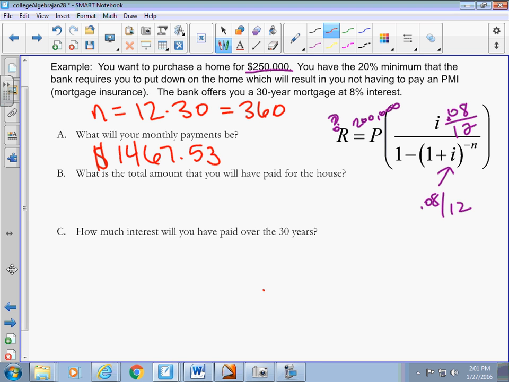Will you add that to... Multiply that by what? Why would I multiply that by 360? I paid that 360 times if I took out a 30-year mortgage. That's crazy. 30 years.